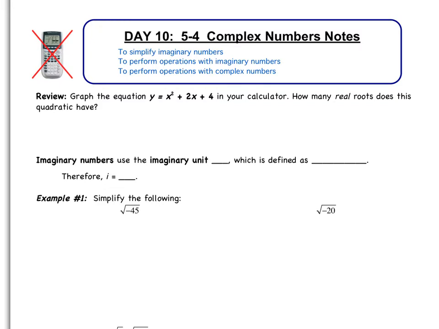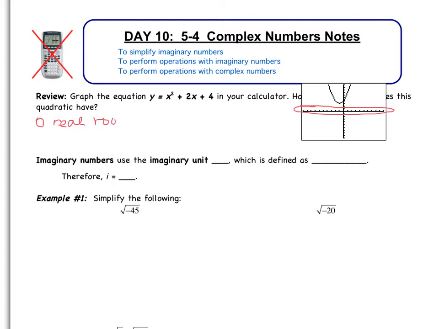When you graphed, you should have gotten something like this graph here. So how many real roots? Well, the roots are where the parabola crosses the x-axis. Our parabola does not cross the x-axis. So our parabola, or our quadratic, has 0 real roots. Okay, but I have a power of x squared. That means I should have 2 roots. If there's no real roots, there's going to be what's called 2 imaginary roots. And that's what we're going to be learning about today.